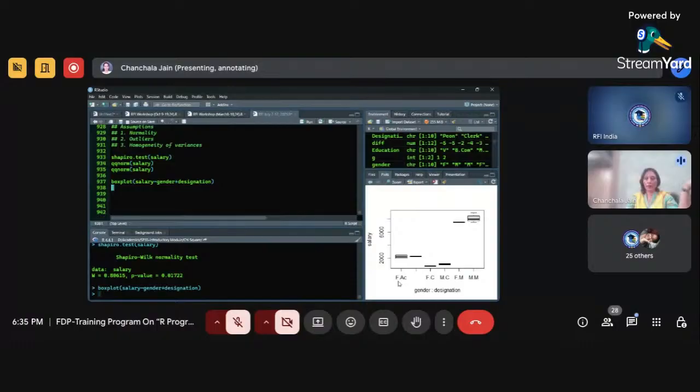This will be the female accountant, male accountant, female clerk, male clerk, female manager, and male manager. It might be possible there are single data points for the female manager and the male accountant. Getting my point? Looking at the box plot, we are not getting any circles beyond the whiskers, so we can say there are no outliers.